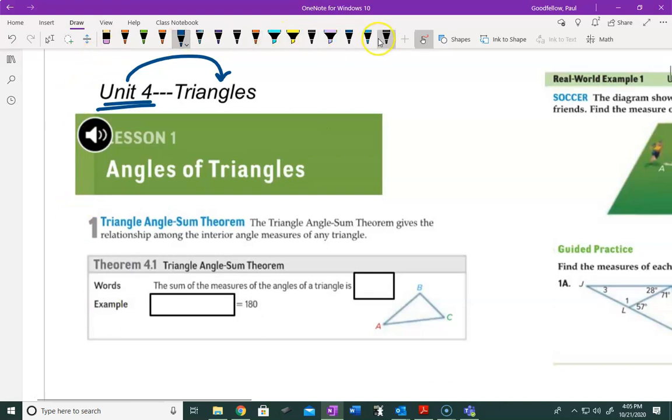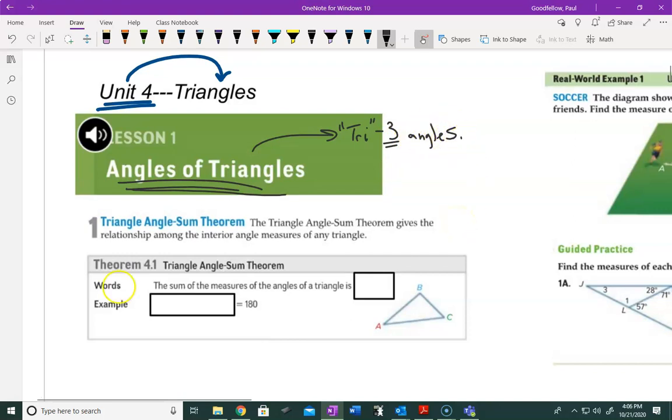Okay? Now, not wasting any time, we're going to start right off with something about the angles of triangles. As we well know, we know the reason why it's called a triangle. Tri means the word 3, and we've got 3 angles. That's why it's called a triangle.